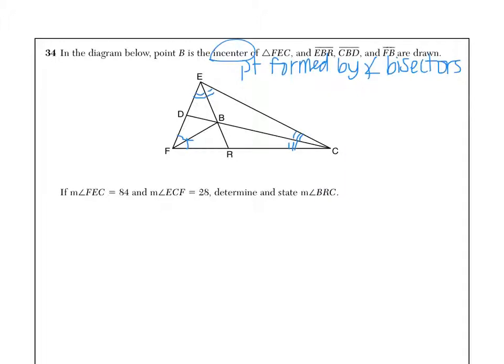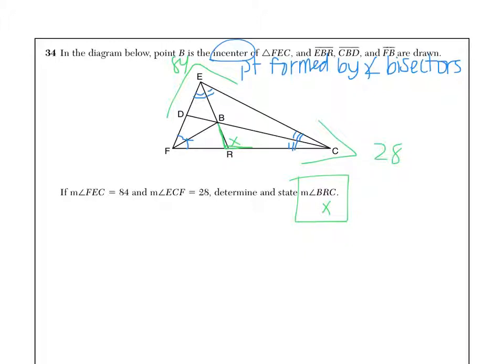So the measure of angle FEC, this huge angle up here, is 84. Measure of angle ECF, this huge angle, is 28. Our goal is to determine and state the measure of angle BRC right here. So I'm going to choose to call this X, put it over here, box it in. That's what I'm trying to find.